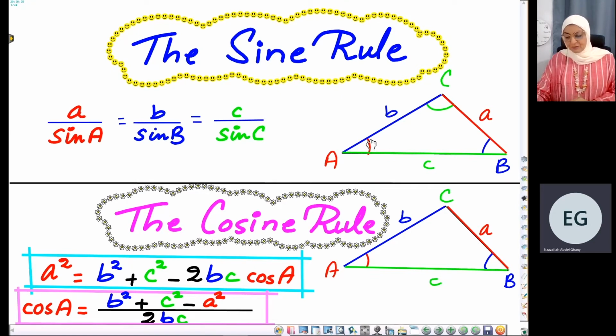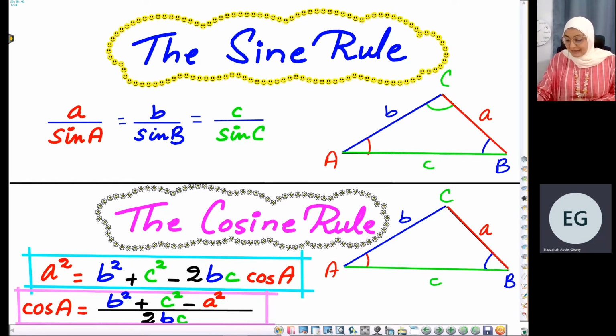This is angle A, the red one, and the red side opposite to it, we call it small letter a. And the blue angle B, the side opposite to it, this blue one, we call it small letter b. And this green angle C, the side opposite to it, the green side, we call it small letter c. The sine rule states: side over sine equals side over sine equals side over sine. Again, side over sine equals side over sine equals side over sine.